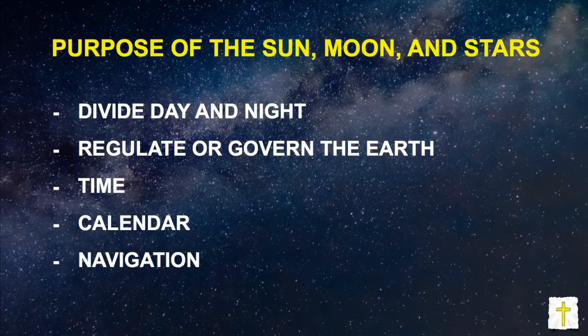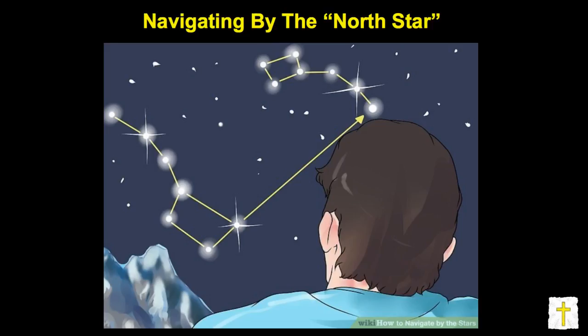All right? And the last one that I'll recap again, navigation. Let me show you one way you can navigate, and it's by the North Star. You can see up there where the arrow's pointing, that's the North Star at the handle of the Little Dipper. What you do is you just have to find that North Star, and it's basically stationary, and all the other stars move around it. In other words, when you look up to that North Star, it doesn't move, but all the other stars move around it. So how would that be useful for navigating?